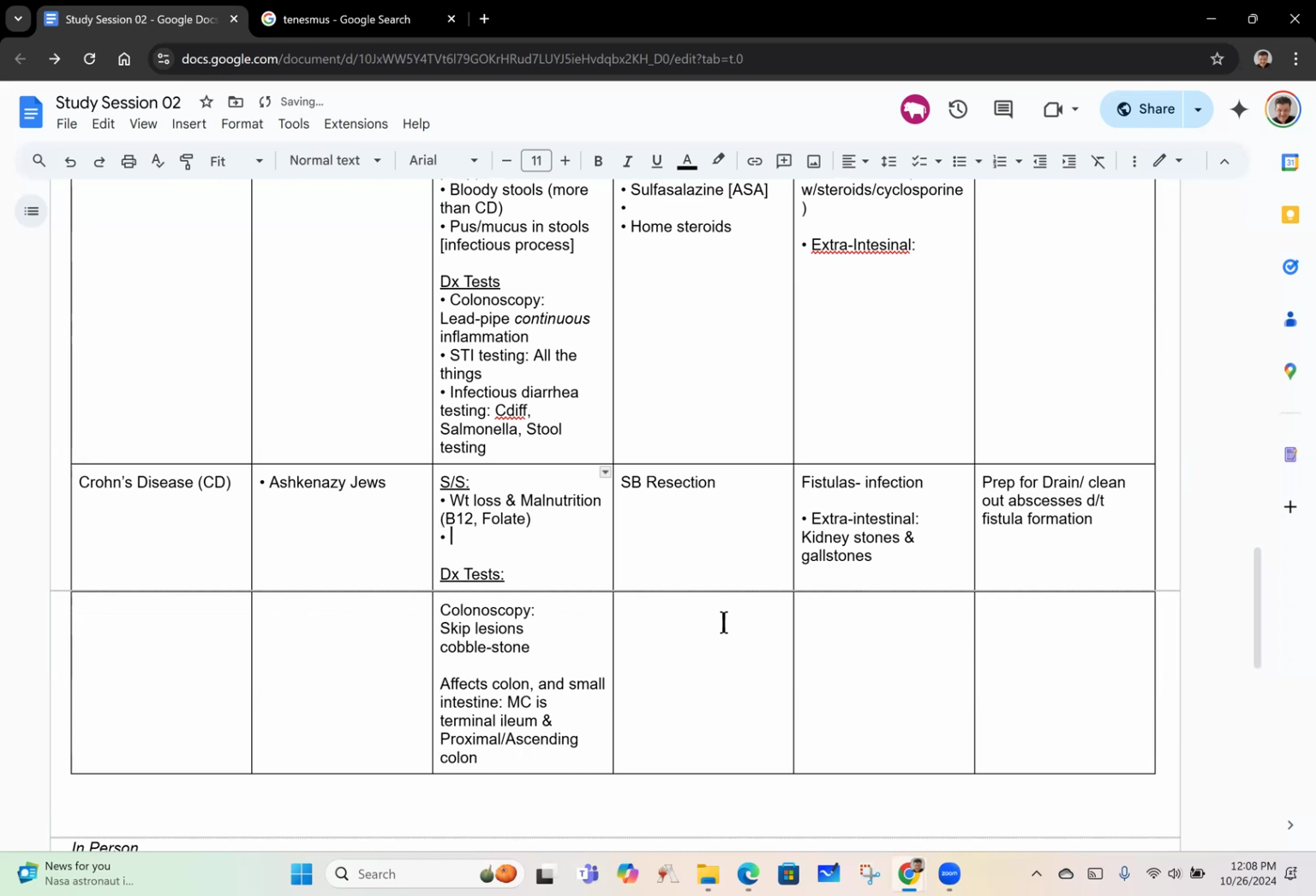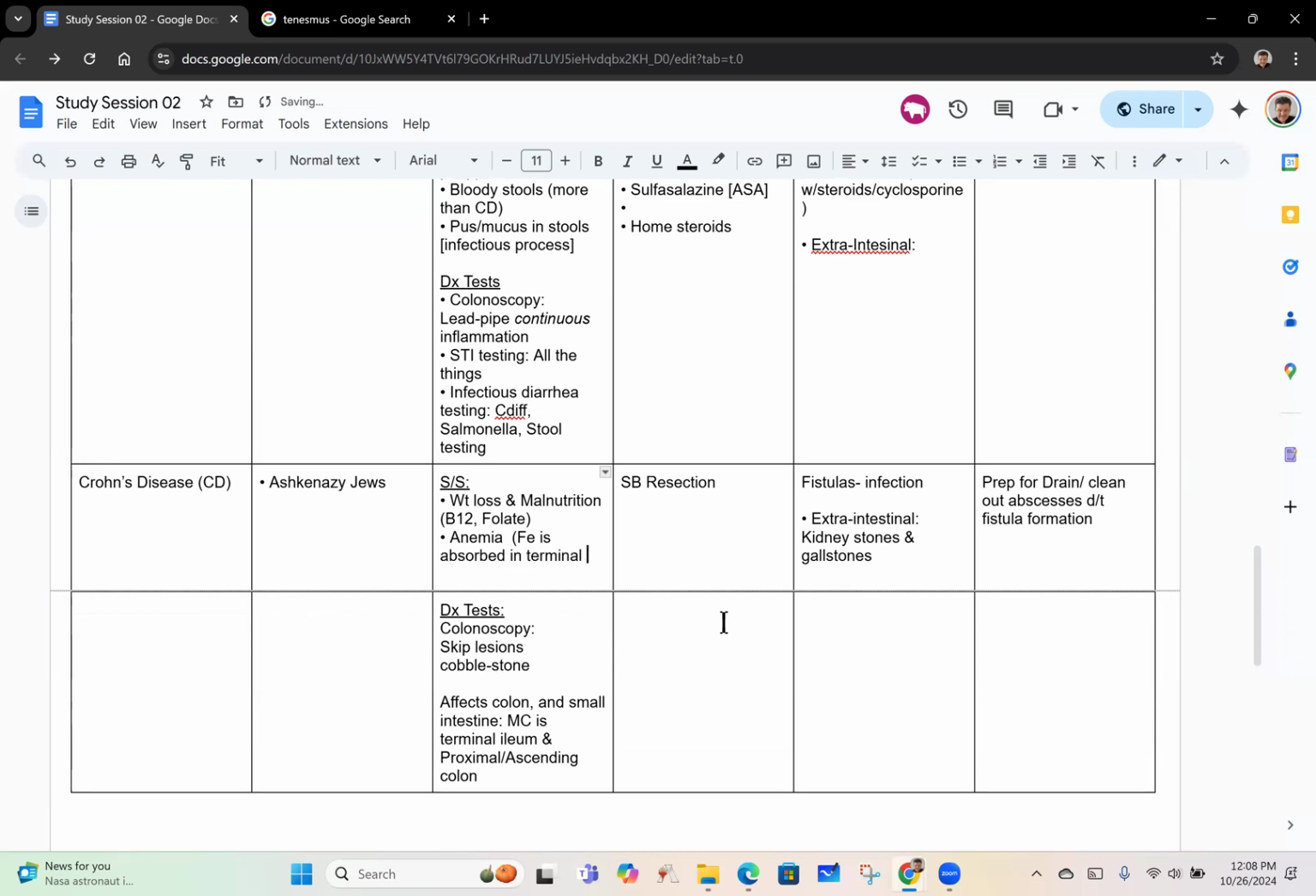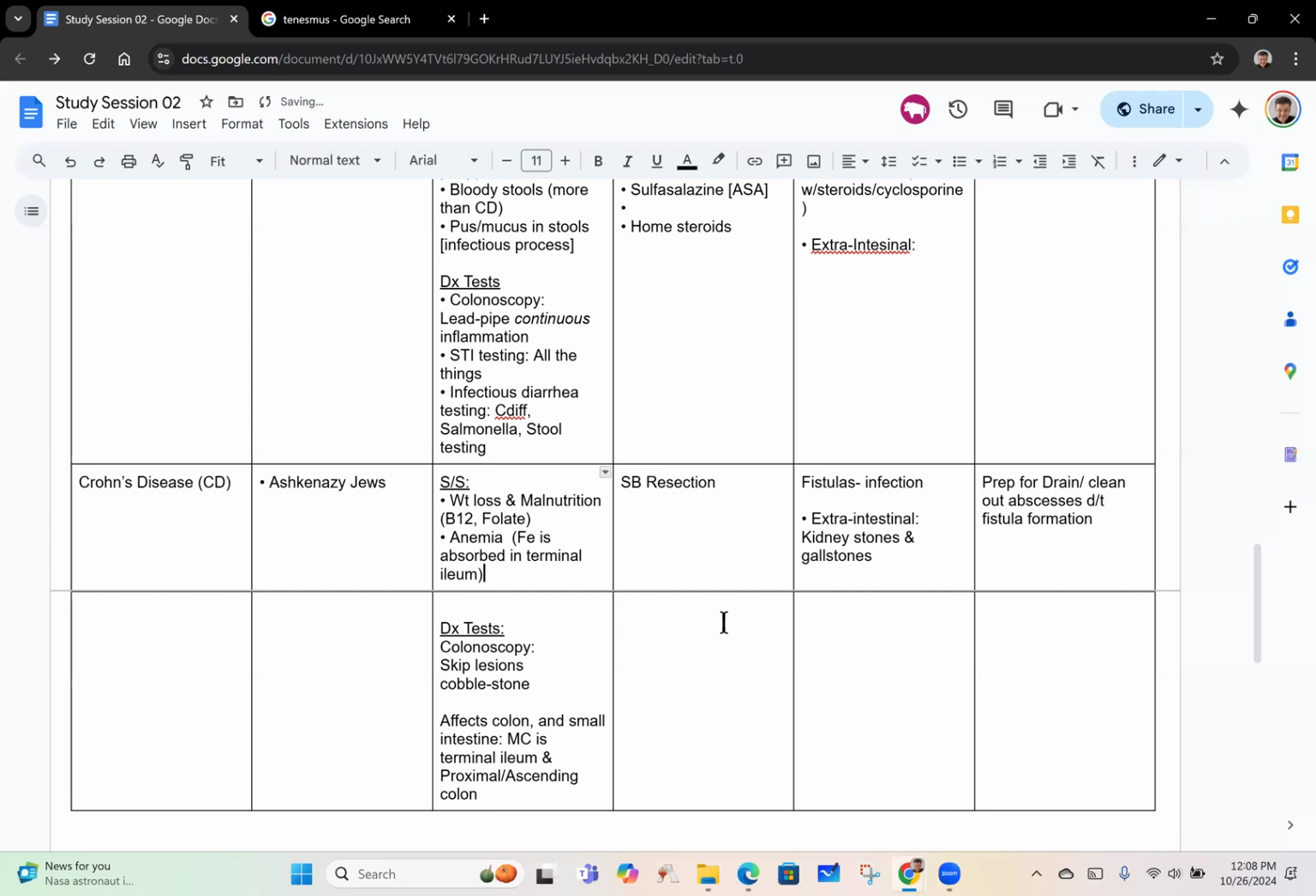These guys also have anemia, right? So iron is absorbed in the terminal ileum. Well, it makes sense if it's inflaming the ileum, it's not going to absorb iron, right? Same thing where B12 and folate are absorbed.